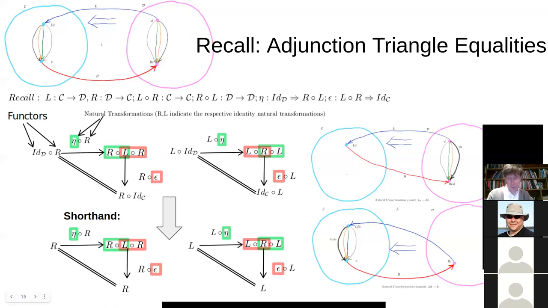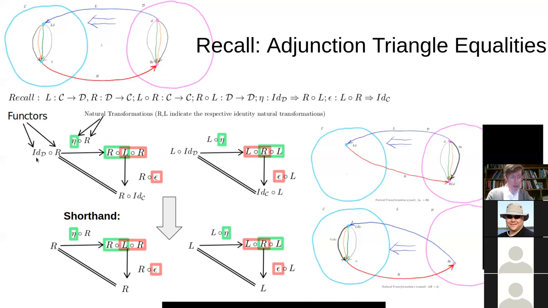And you'll understand these triangle equalities better. Now, this lecture is not about triangle equalities in adjunctions, but it is going to be about horizontal composition of natural transformations. And what you're seeing is, I hope, a handy heuristic to think about it. If you write this out as a composition of functors, you could think about each component of this horizontal composition of natural transformations as applying to each of those functors in turn.